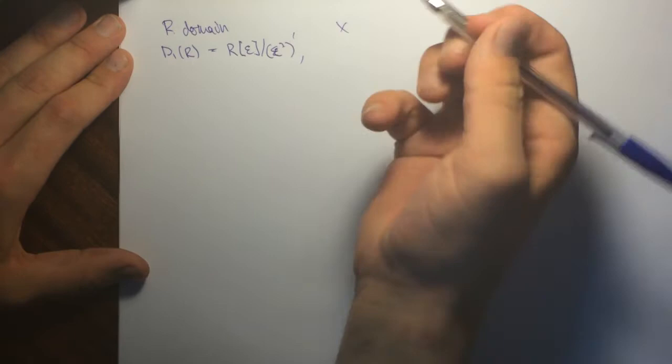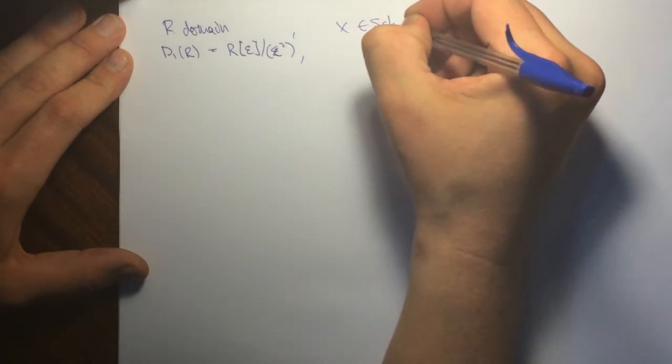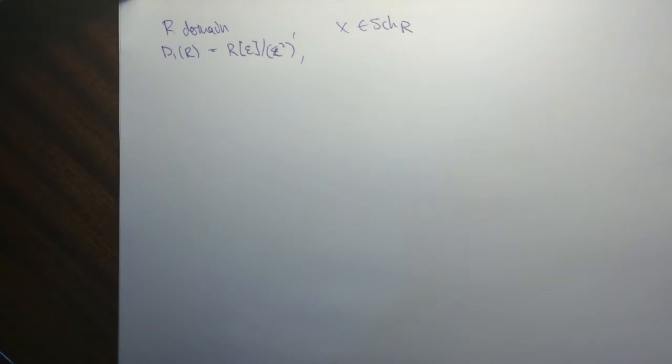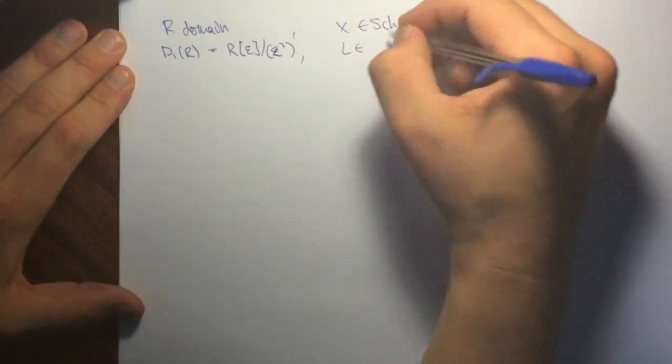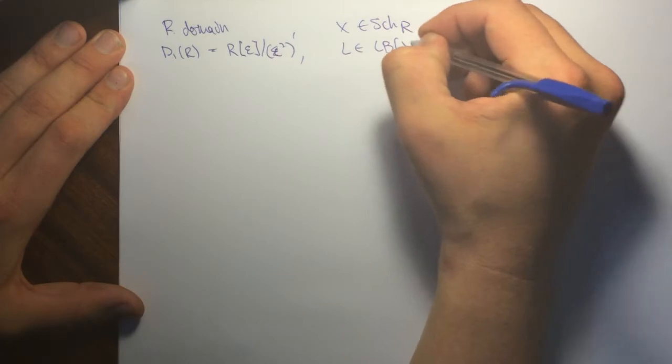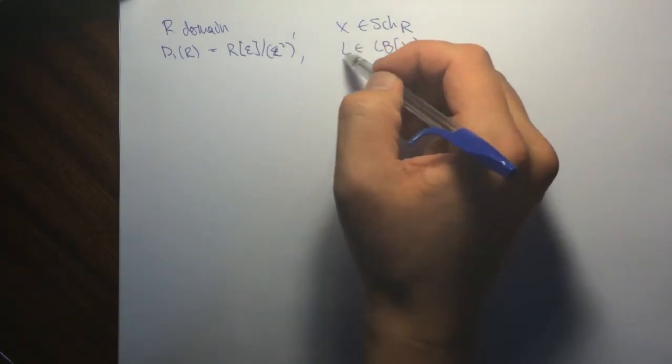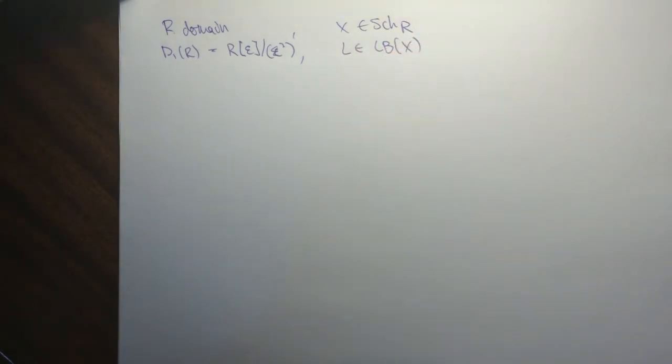So X is going to be a scheme over R, and we're going to take L to be a line bundle on X. So this is just going to be a sheaf. In this video I'm going to view it as a locally free sheaf. So there's going to be a cover of X such that this guy here locally is going to be isomorphic to just the structure sheaf of X.